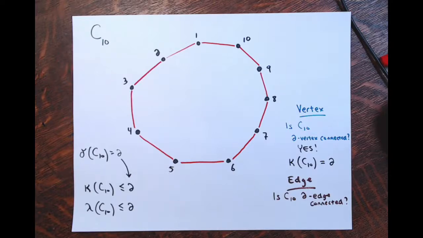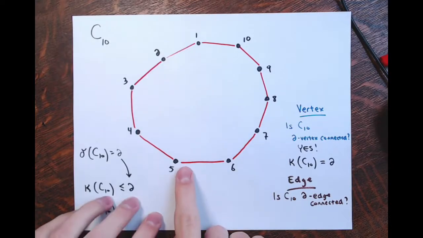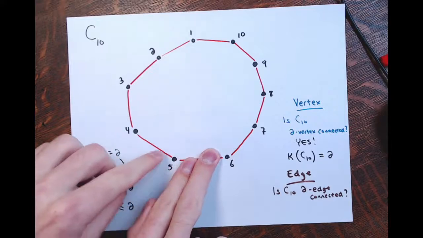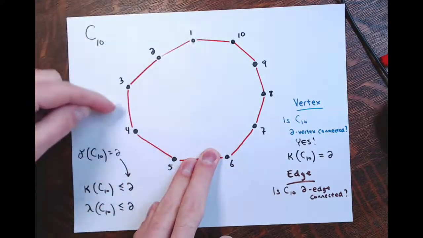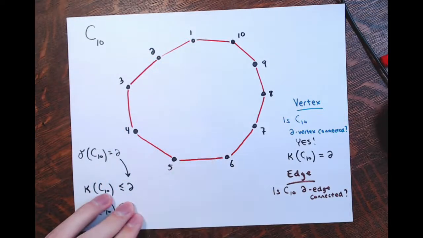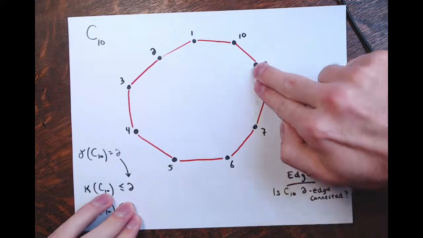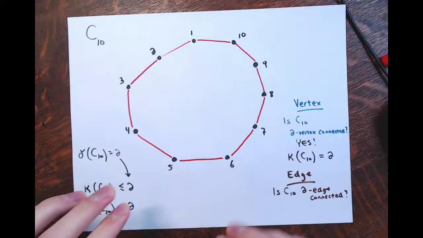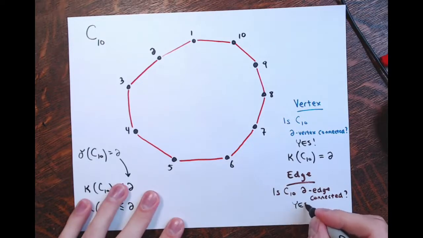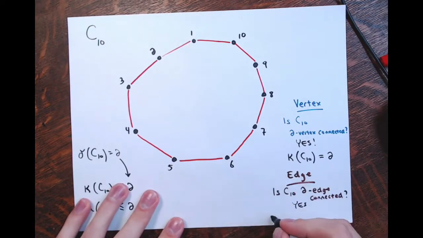Well, it's pretty obvious, I hope, that the answer is yes. Say for example, I remove the edge from 5 to 6. Well, look, you got from 5 all the way around. You can get from one vertex to any other vertex still. It's still connected, one big piece. And do that for any single edge, right? Any edge I remove, it's still a connected graph. So the answer is yes. So this lambda of C10, the edge connectivity, is 2.